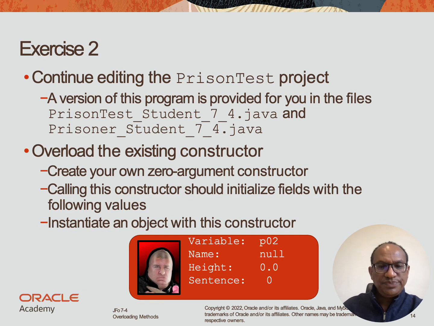In exercise 2, go back to your present test project. You've got a constructor with 2 arguments. Now create a no argument constructor that sets name to be null, height to be 0.0, sentence to be 0. Then instantiate a prisoner using that constructor. Try printing the values.